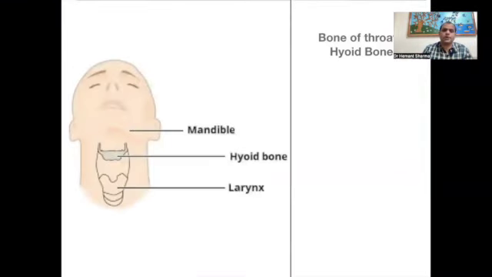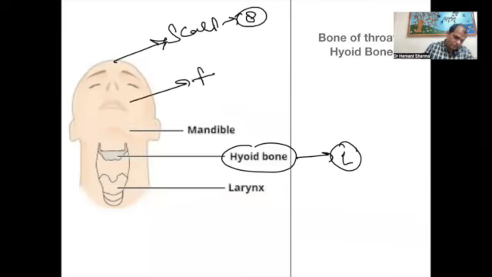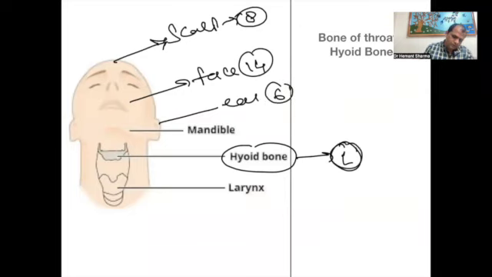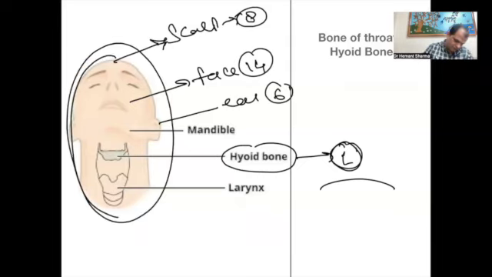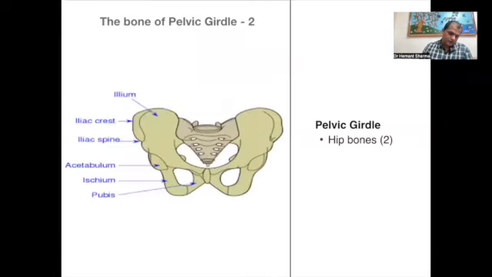Then after this, if I come to the throat region, we have one very big bone called the hyoid bone. It is a single bone. In our throat there is a very important bone called the hyoid, which is a single, separate bone. So we can see here, in the scalp area we have 8 bones. In the face, 14 bones. In the ears, a total of 6 bones. And in the throat region, 1 bone. So how many total bones are in this whole area? Tell me the answer. So the answer is 29 bones. So the whole head has 29 bones.